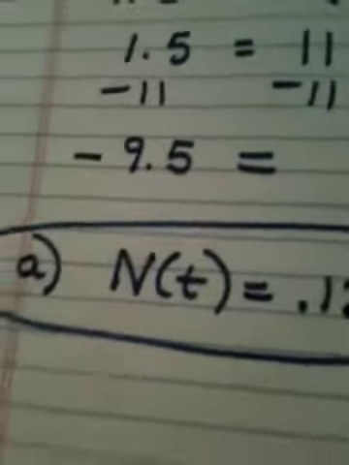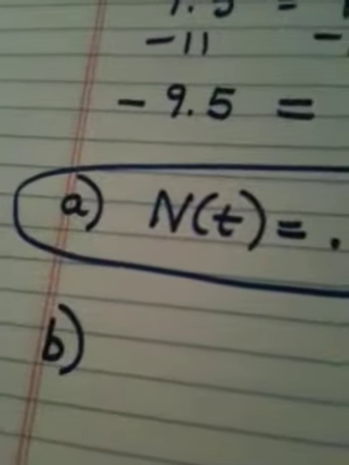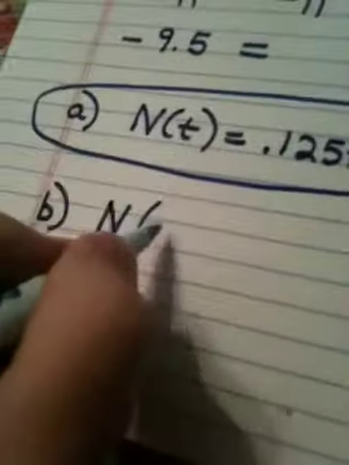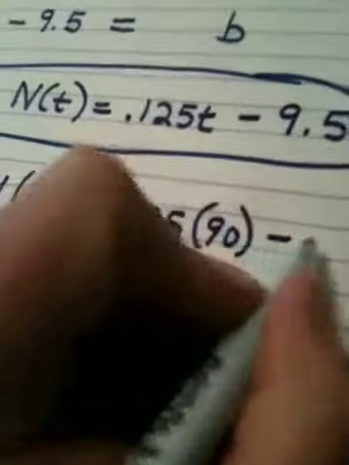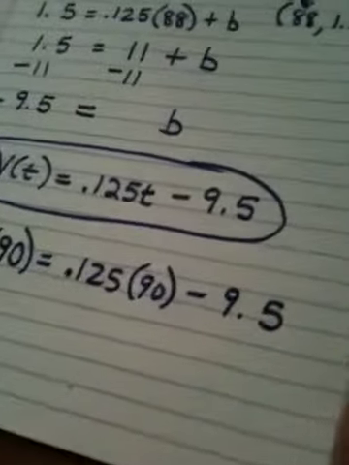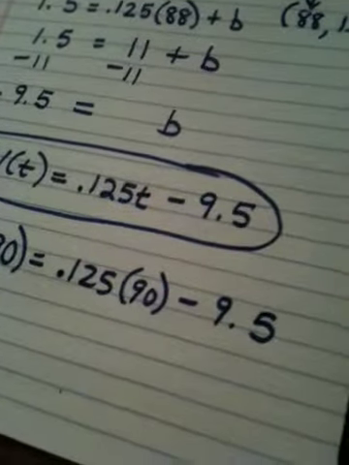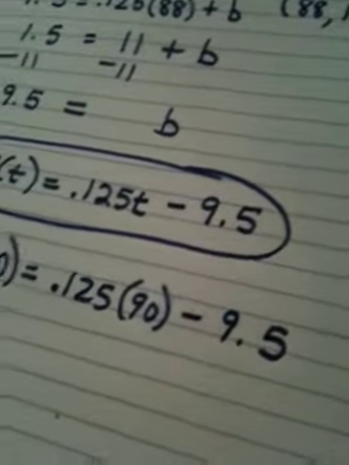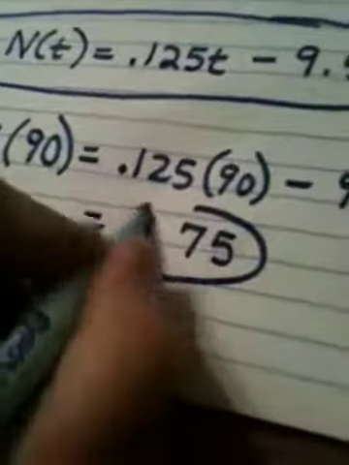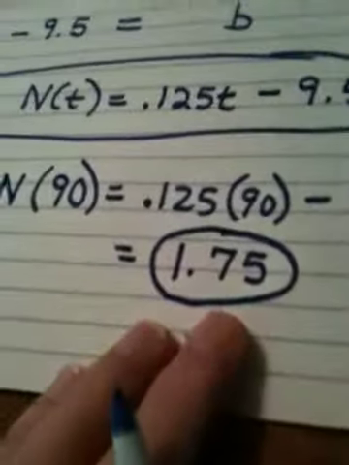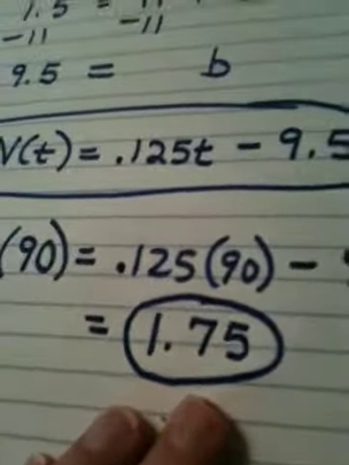Okay? Now, part B is usually the easy part. Part B says, how many sodas will be consumed on average if the temperature is 90? Okay. So we're finding N of 90, putting in 90 for temperature. So we take 0.125 times 90 minus 9.5. Let me go over to my calculator. 0.125 times 90, and then minus 9.5, and I'm getting the answer 1.75. So at 90 degrees, about 1 3/4 cans of soda on average will be consumed. And we're done.